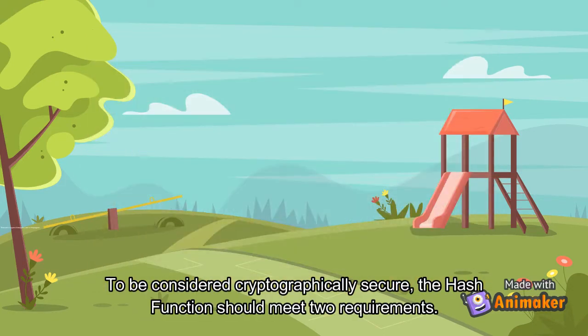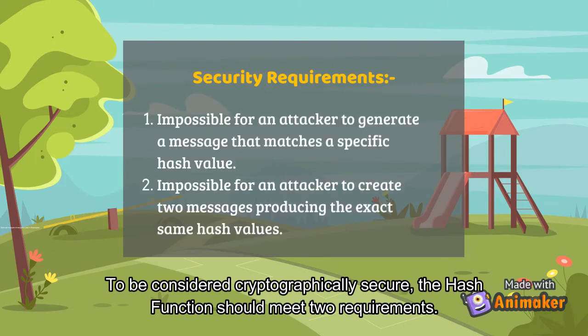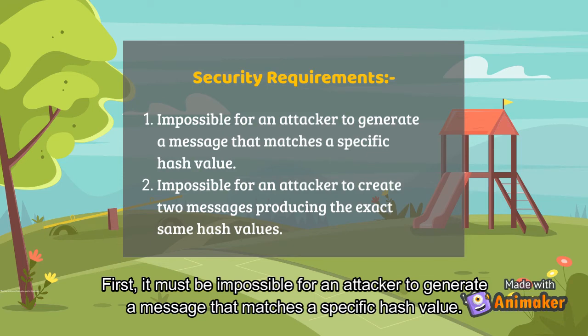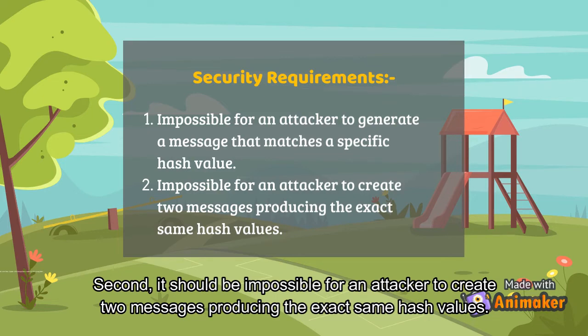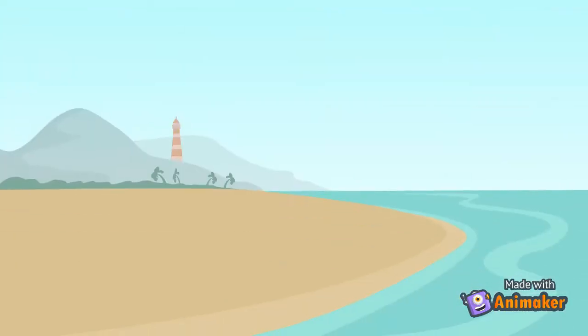To be considered cryptographically secure, the hash function should meet two requirements. First, it must be impossible for an attacker to generate a message that matches a specific hash value. Second, it should be impossible for an attacker to create two messages producing the exact same hash values.